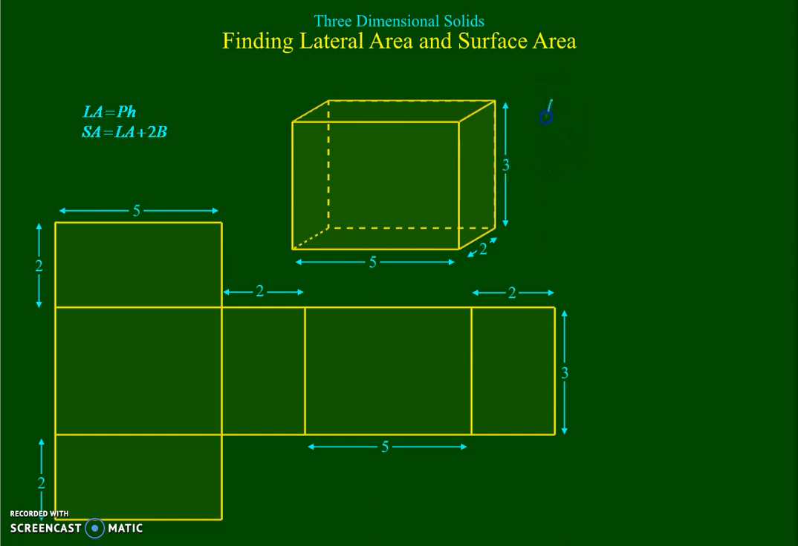So let's start. Lateral area is equal to the perimeter times the height. So the perimeter is going to be 5 plus 2 plus 5 plus 2, and that whole thing is going to be multiplied by the height. The height is 3. So this is 14 times 3, which is 42.